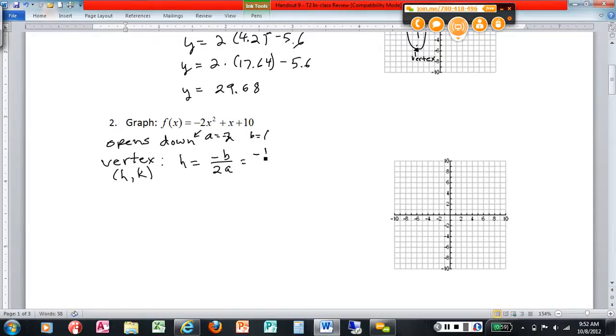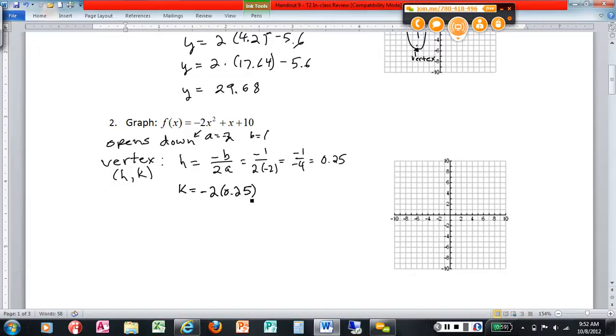So I get a negative 1 over 2 times negative 2 for my negative b over 2a. So that's going to be a negative 1 divided by negative 4, which is a positive. And let's go ahead and change it to decimal, 0.25. That's going to be the h. What about the k? How do we get the k? Okay, then you just substitute the h in for x, right? And that'll give us our k.